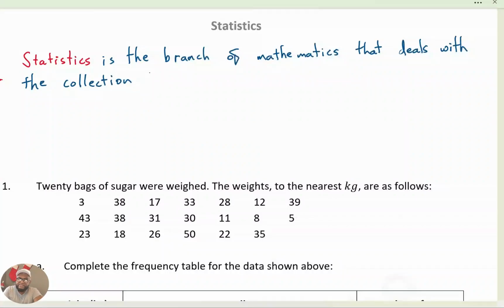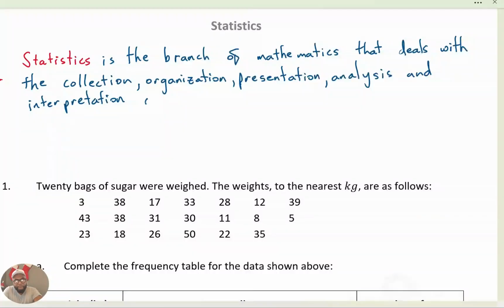Right, so once again, statistics is a branch of mathematics that deals with the collection, organization, of data.